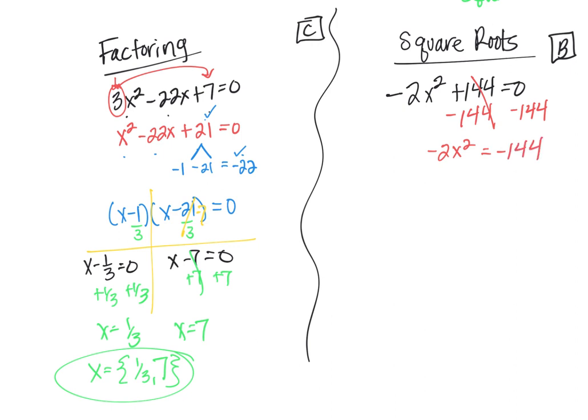And we're not ready to take the square roots yet because x squared is still not by itself. It's not isolated. So we're dividing both sides by negative 2. So now we have x squared is equal to, let's see, positive 72. Now that x squared right here is isolated because it's all the way by itself.